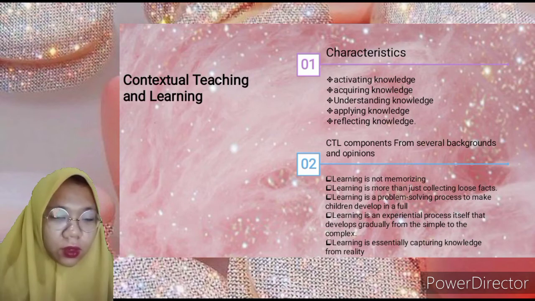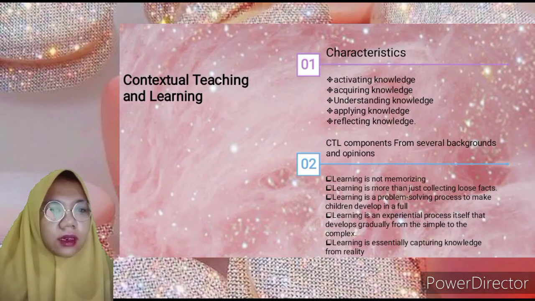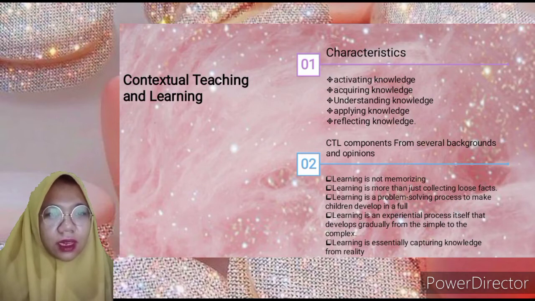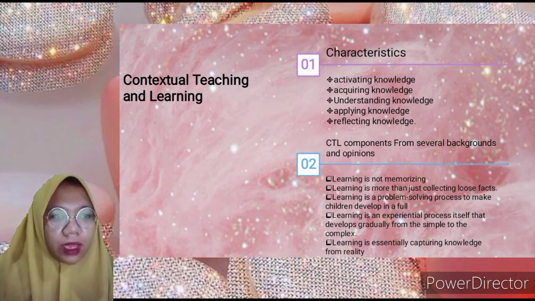The second is acquiring knowledge. The new knowledge is acquired in a deductive way, meaning that learning begins with studying the whole, then paying attention to the details. And then the third is understanding knowledge, meaning the knowledge obtained is not to be memorized but to be understood and believed.